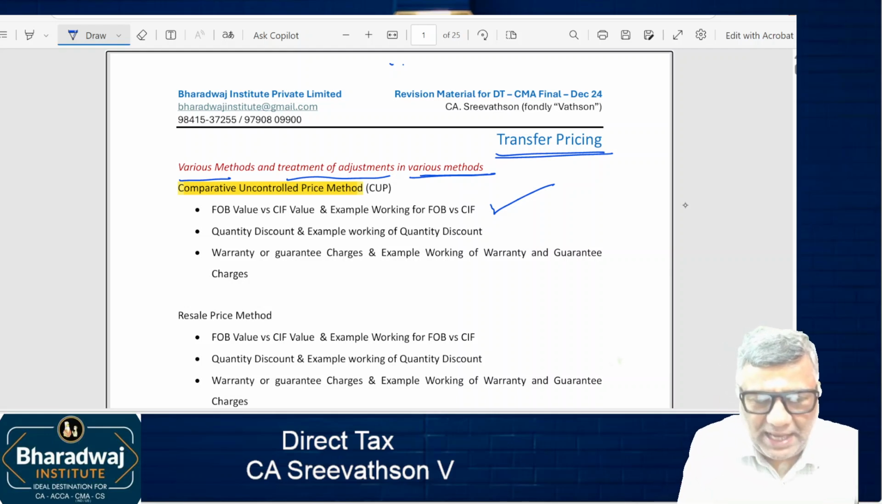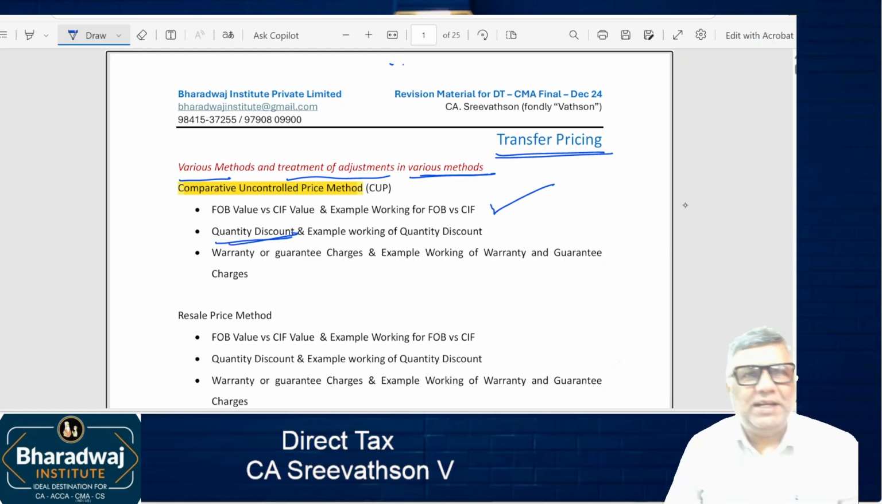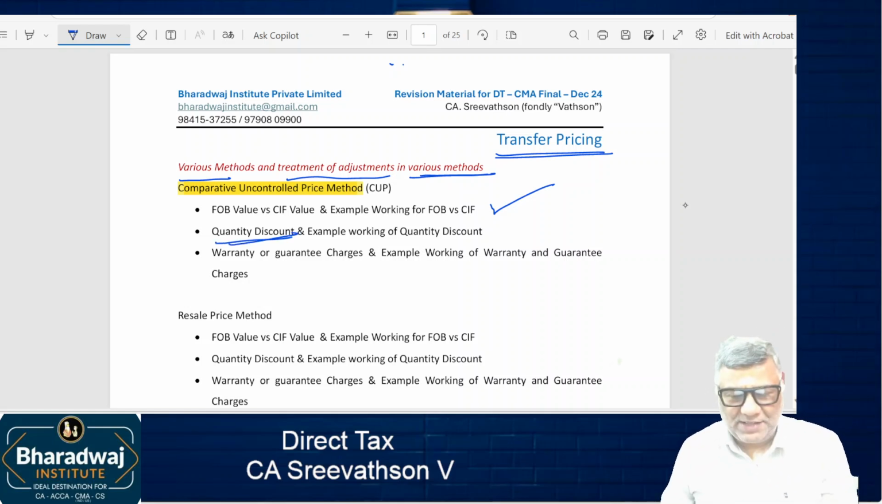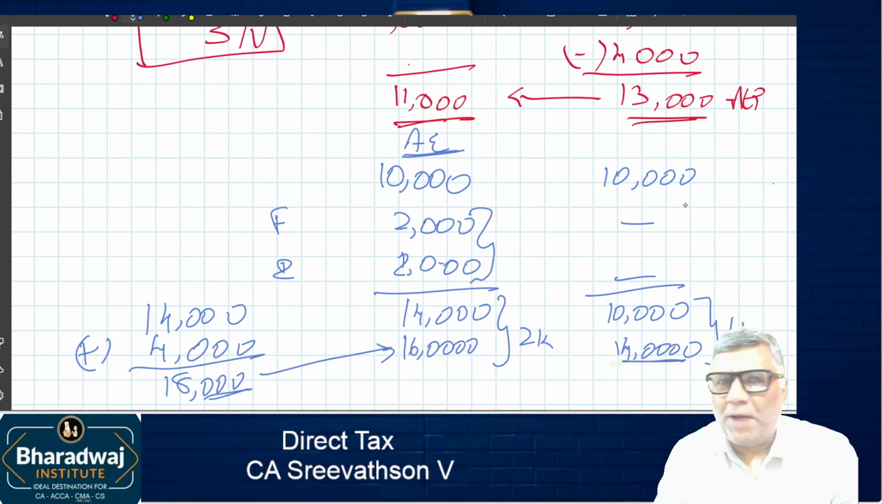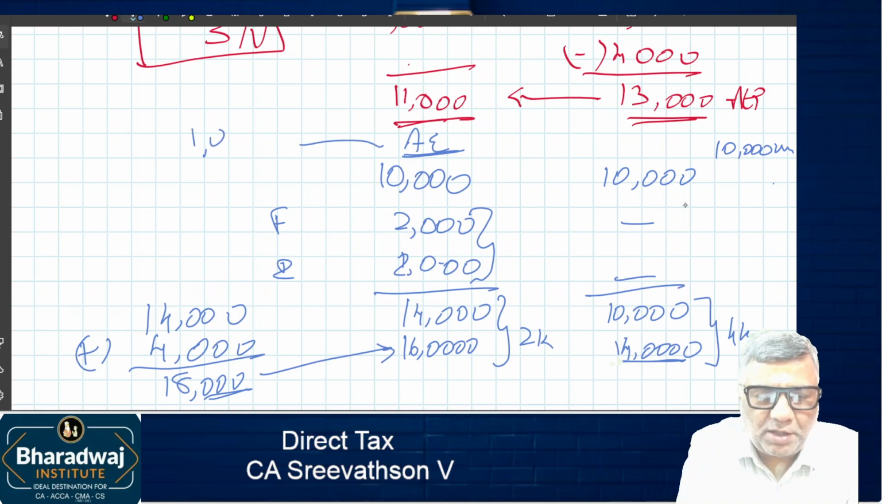Next comes a popular term called quantity discount. My dear friends, to my independent party, I have sold 10,000 units. For my associated enterprise, I am selling 1 lakh units.